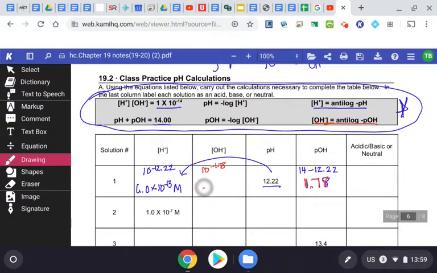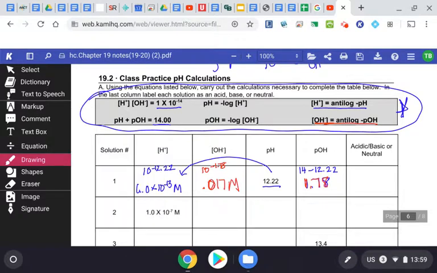It rounds out to be 0.017 molar. Now my concentrations all have units of molarity. My pH and my pOH do not have units to them. This last column of identifying acid, base, or neutral, we'll go back and do that at the end.